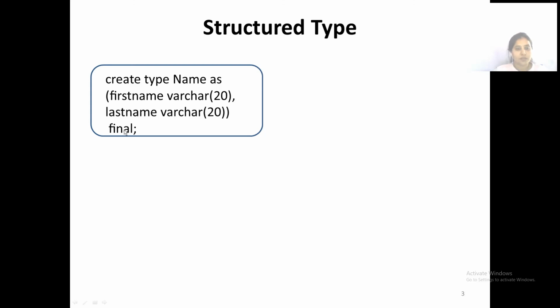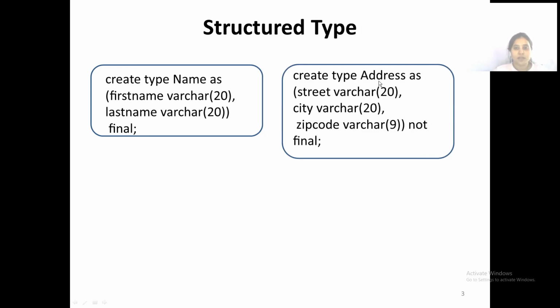Final is a keyword which specifies that you cannot further create a subtype of this name, meaning you cannot inherit any type from this name type. Okay, let us see another example, address.